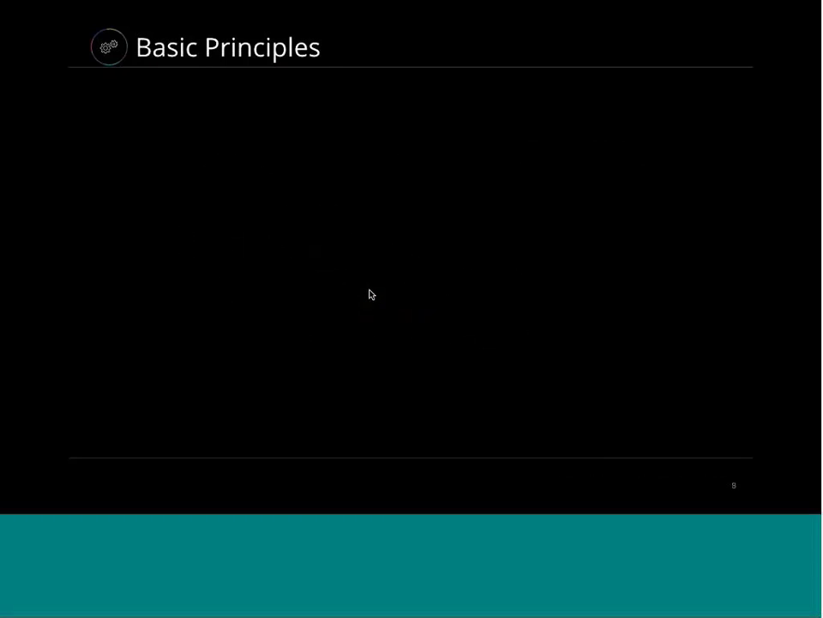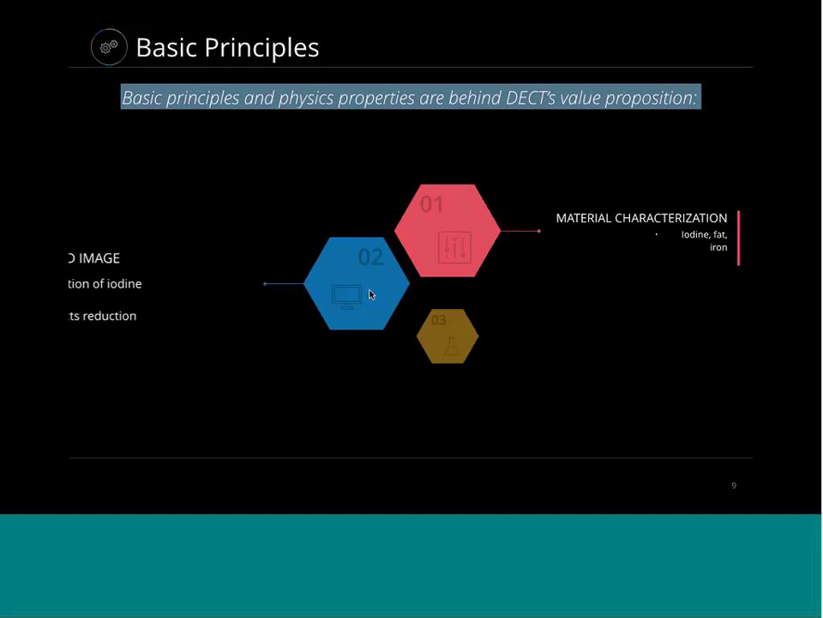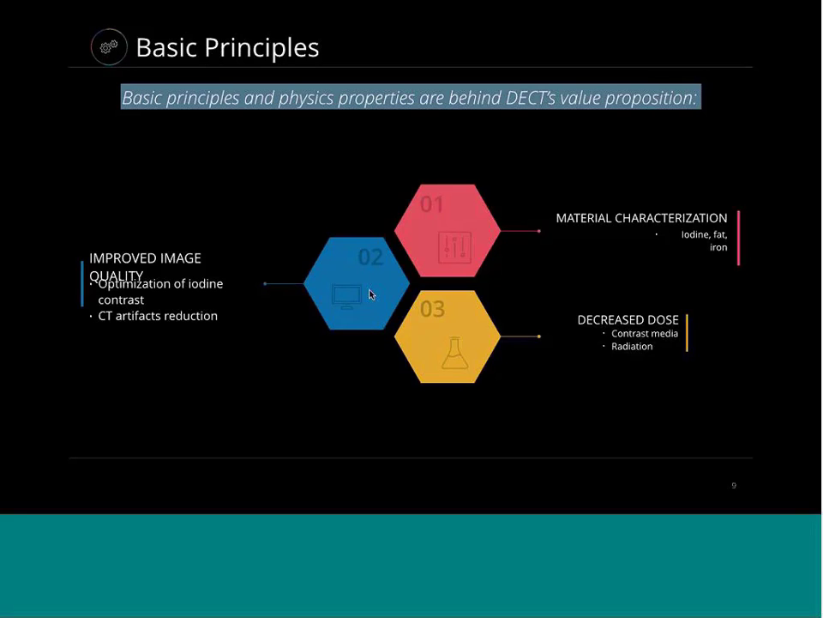So a lot of physics, a lot of graphical stuff, but that's just to give you a little orientation and maybe a little taster of it. These basic principles and the physics properties are behind what dual energy CT can do. And so what is the value proposition? You can do material characterization: iodine, fat, iron. You can decrease dose, both radiation dose and contrast media. And you can also improve image quality.